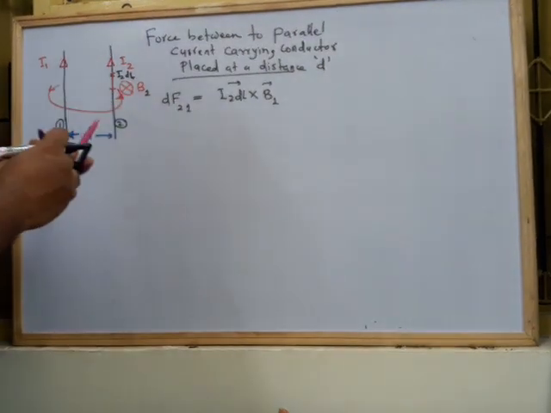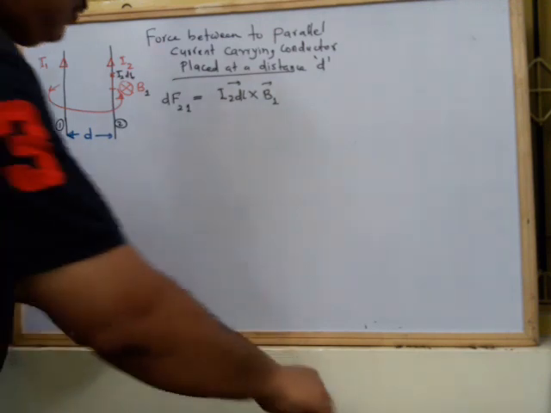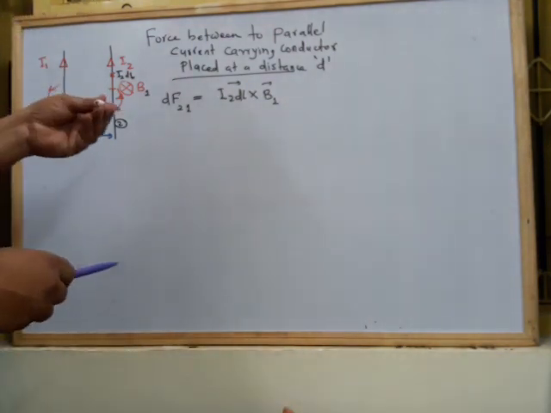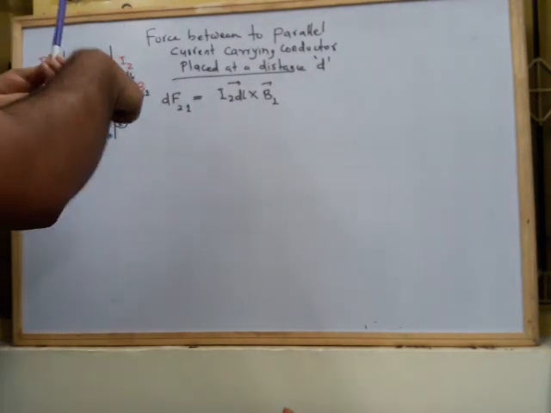So you see here that this B1 vector is inside, and I2 dL vector is here, and B1 vector is here.